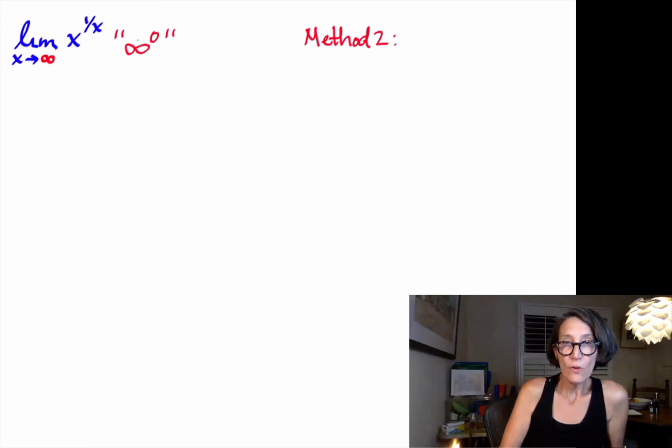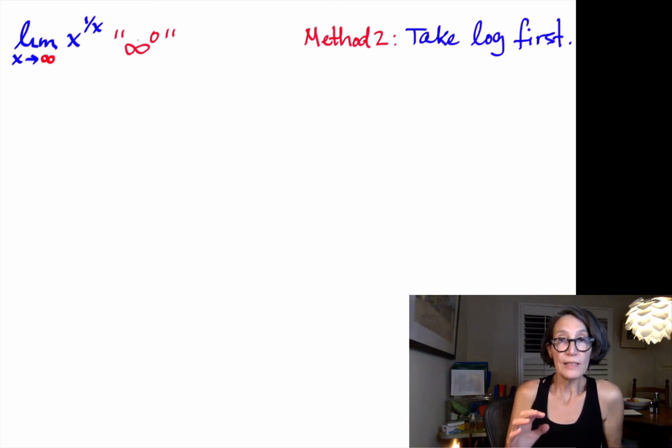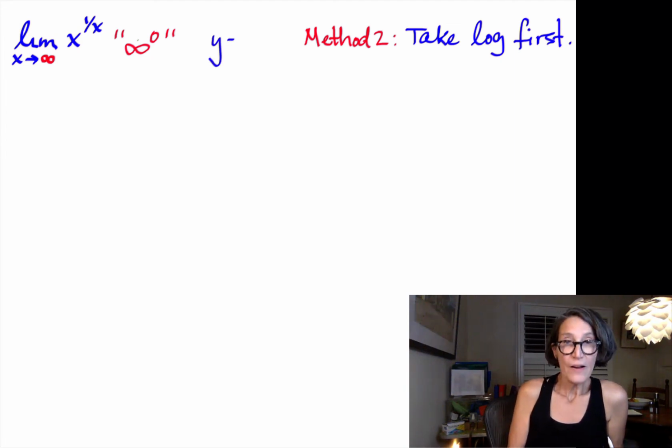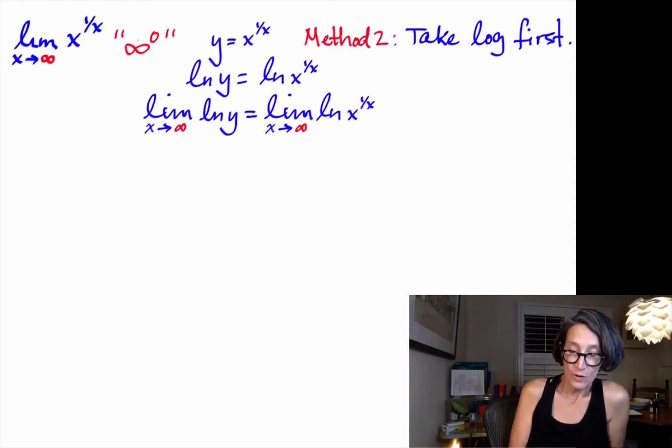Instead of just rewriting the whole thing as an exponential, we're going to take the natural log of the whole thing and then find the limit of the natural log. But the same thing happens at the end. Once we get a limit, we have to raise e to that number. All right, so let's start by letting y be equal to x to the 1 over x. Then natural log of y is the natural log of x to the 1 over x. So now let's find the limit as x approaches infinity of the natural log of y. So that's the limit as x approaches infinity of the natural log of x to the 1 over x.